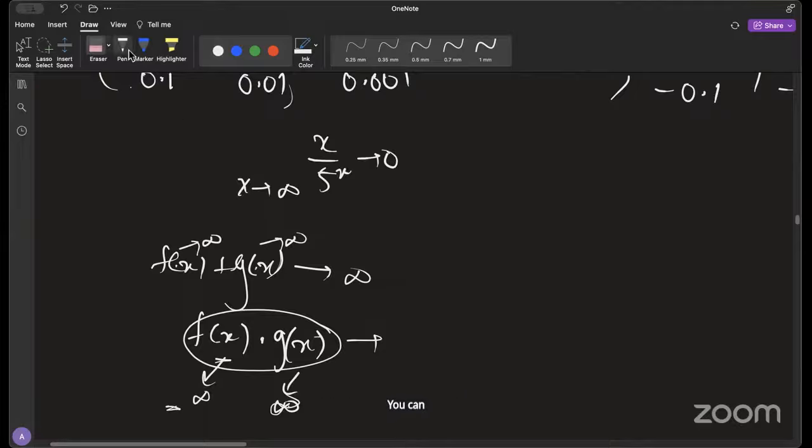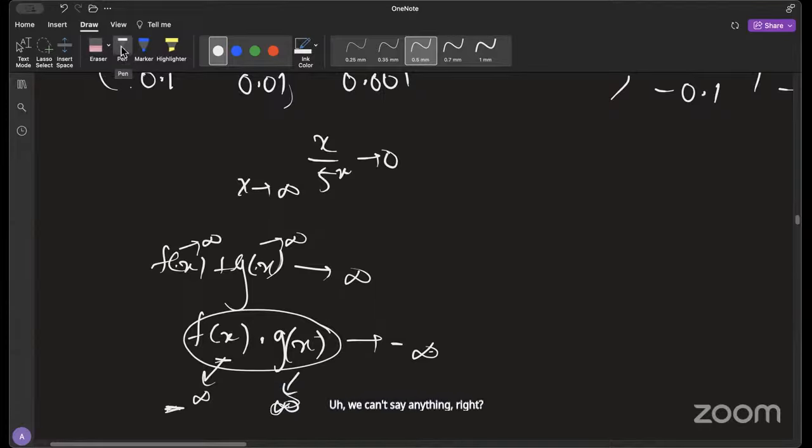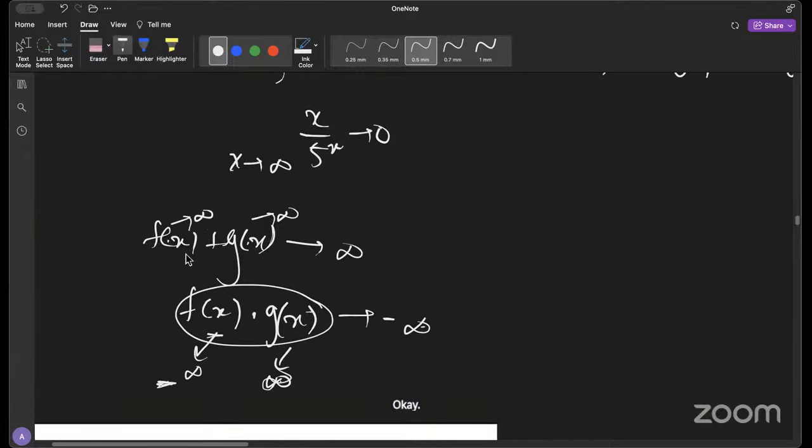If you want a hint on how to learn it, in the addition case, if one function is tending to infinity and another is tending to minus infinity, then we can't say anything. That case is indeterminate. This one is for the plus case when both are positive.